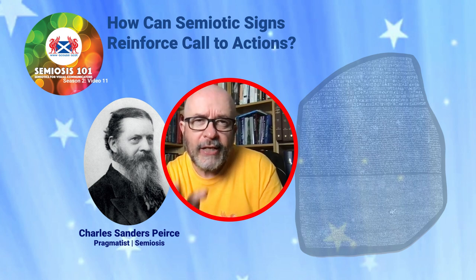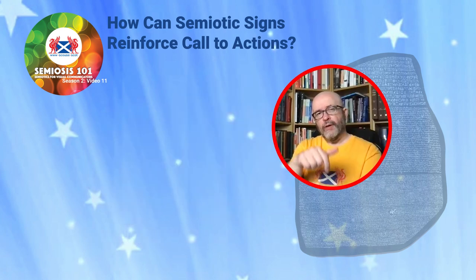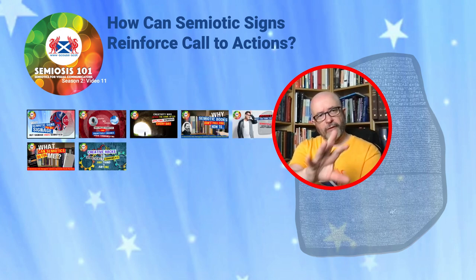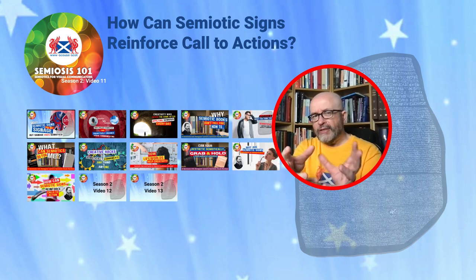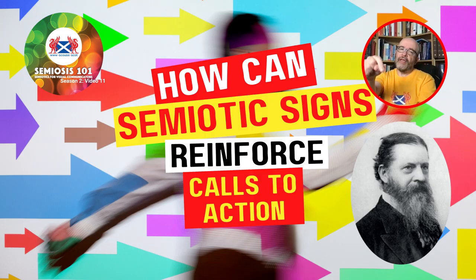Peirce's writing and terminology is very obtuse. In the last few Season 2 videos, I've been focusing on semiotically crafting the aesthetic to enhance connections with the intended audience. In this video, I focus on the question, how can semiotic science reinforce calls to action?